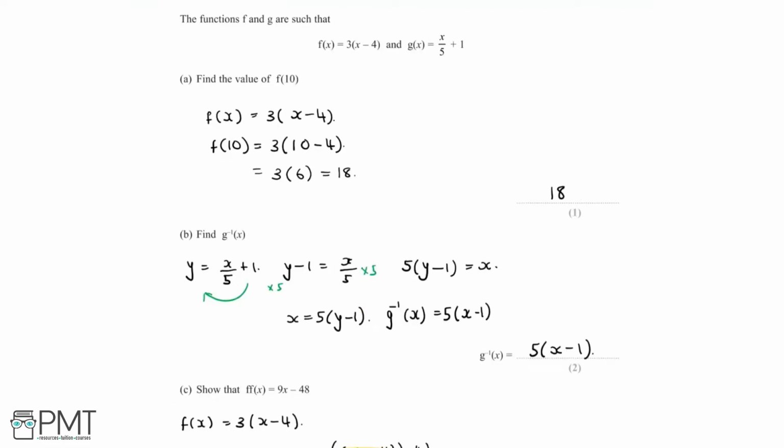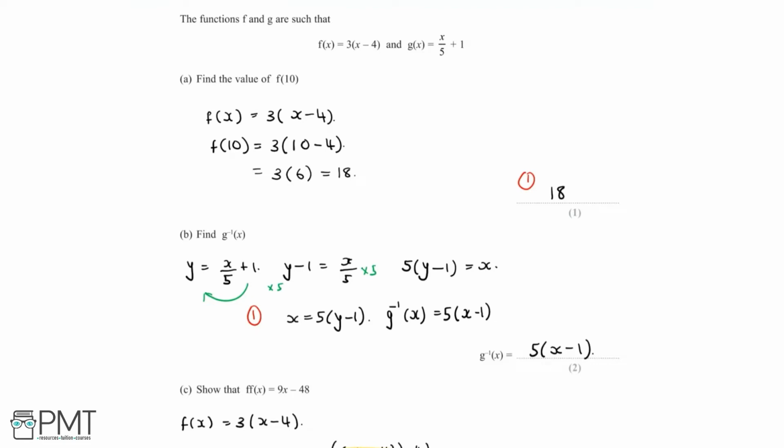Now this question is worth 5 marks, so let's take a look at where these marks are allocated. Now in part A, we get 1 mark for getting the correct answer of 18. Now in part B, we get 1 mark for our workings out, and for saying that y is equal to x/5 + 1. And it needs to be clear to the examiner that we've been rearranging in order to find the inverse function of g.